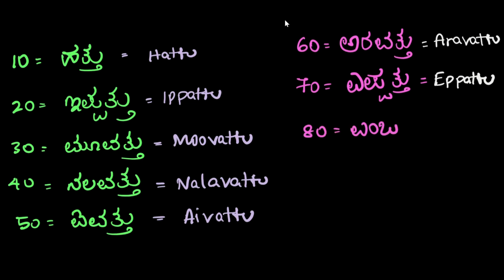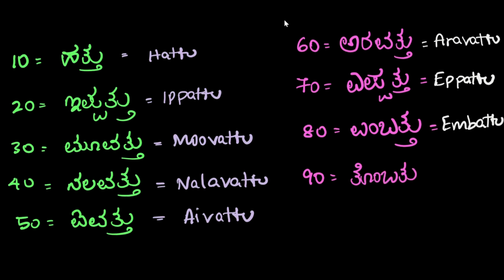And what about for 80? 80 is ಎಂಬತ್ತು. Okay? What about for 90? 90 is ತೊಂಬತ್ತು. What about for 100?